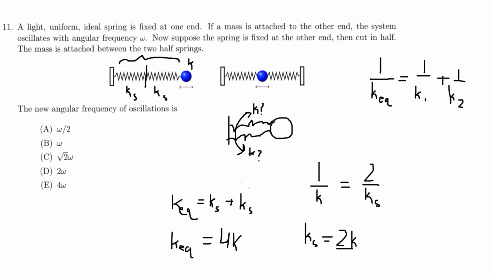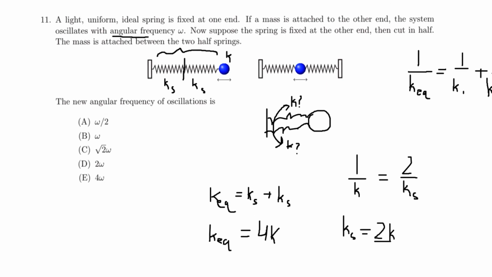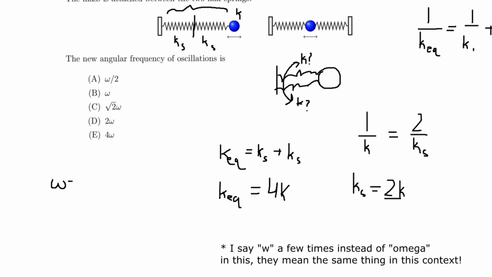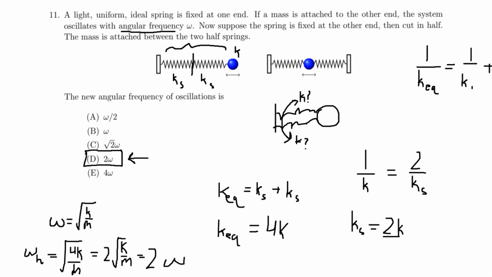Now that we know it's 4K, let's try to find the ratio from the original angular frequency to the new angular frequency. So the original one would have been W equals the square root of K over M. Then the new one equals the square root of 4K over M. Let me take the square root of that, and that just equals 2 times the square root of K over M. Now you see where I'm going with this? Replace the square root of K over M with omega and we get 2 omega. There we go. Got D, 2 omega, as the answer.